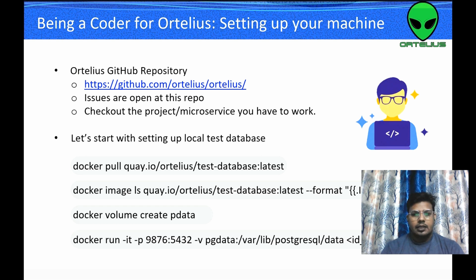How can you do that? We have already created a test database image that you can pull using Docker, and there are a few commands that you can find on the official repository as well. First of all, you need to pull the test database image, then you need to create a volume for it, and after that you can run that image using that volume on any port that you need.